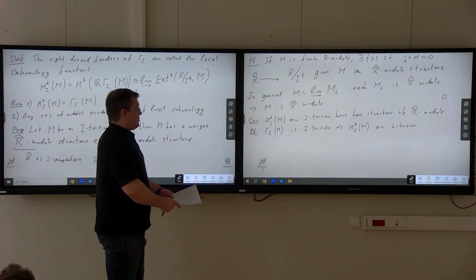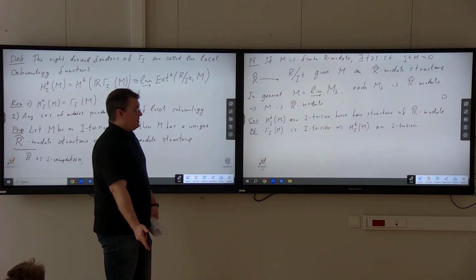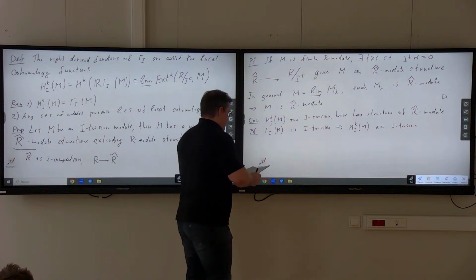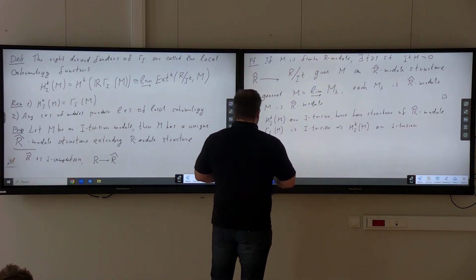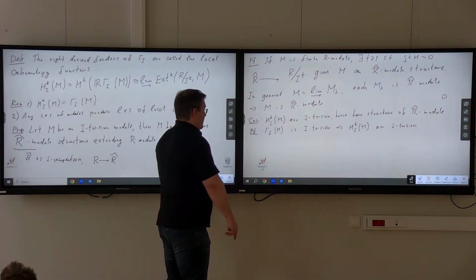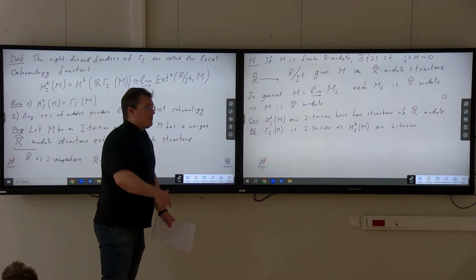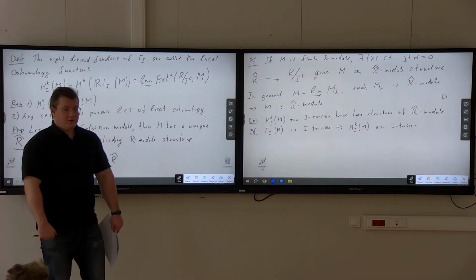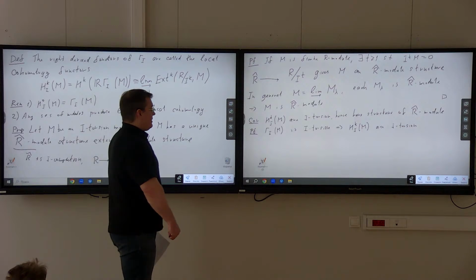Well, that is because you know how you compute this. You apply this functor to a resolution, and when you apply the functor, you get some I torsion modules. And if you take a kernel, this is I torsion, take a quotient by the image, this is again I torsion.